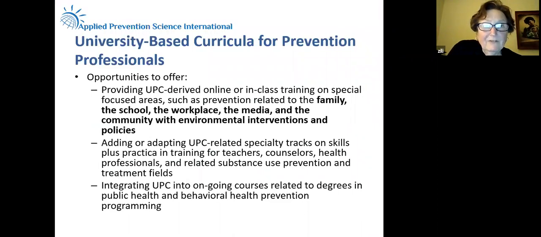So I think university-based curricula for prevention professionals offer opportunities for delivering online and in-class interventions, to add or adapt UPC-related tracks to ongoing courses. And I think if you have a program that reaches out into the community, it's another option for universities. So I think universities are great places to integrate the Universal Prevention Curriculum.